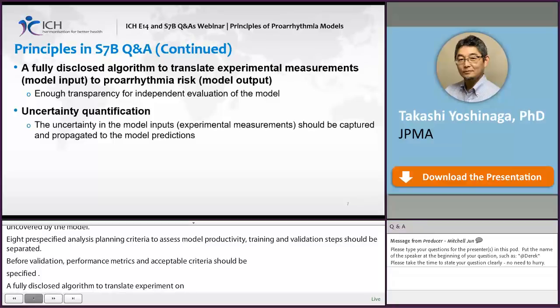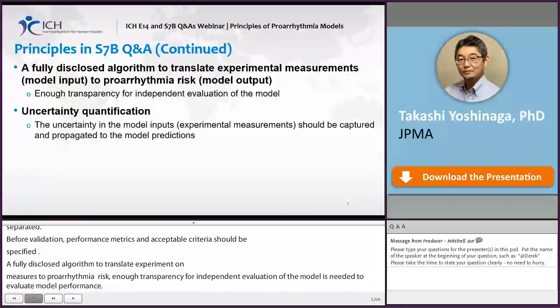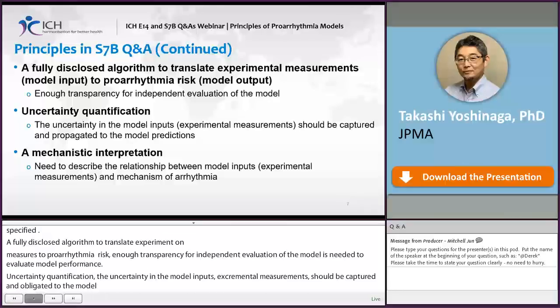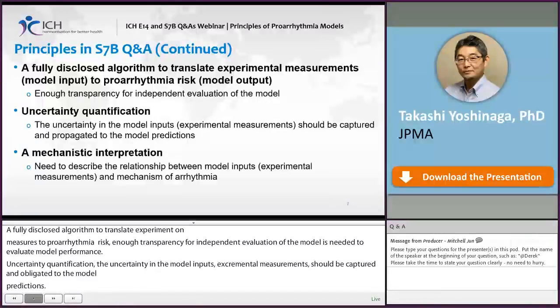Uncertainty quantification. The uncertainty in the model input, experimental measurement should be captured and propagated to the model predictions. A mechanistic interpretation. Need to describe the relationship between model input, experimental measurement, and mechanism of arrhythmia.